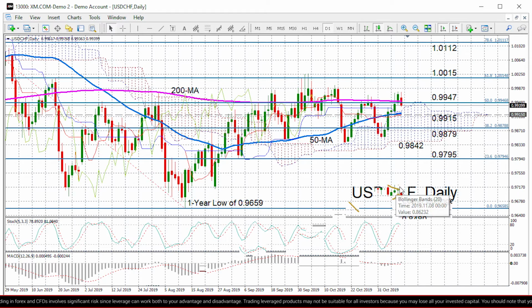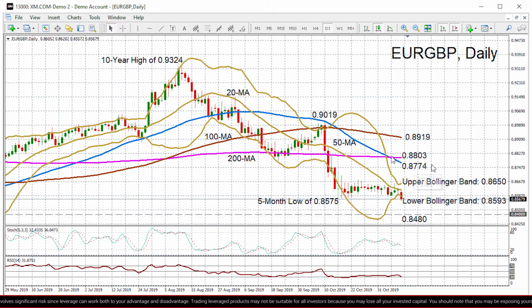Looking at euro pound finally for today, we are seeing quite a tight squeeze of the Bollinger Bands towards the middle of the Bollinger Band, which is a 20-day moving average. So that suggests that the consolidation we've been seeing for the past month or so could be about to change. We're already actually seeing some signs of a breakout below the Bollinger Bands. The lower Bollinger Band currently stands around 0.8593. Prices are attempting to break below it, so that suggests that the next move could be downwards.